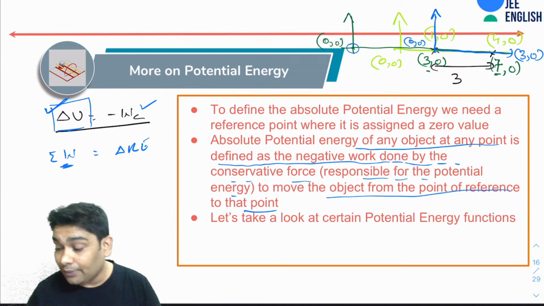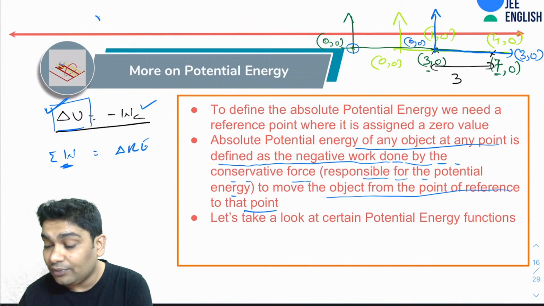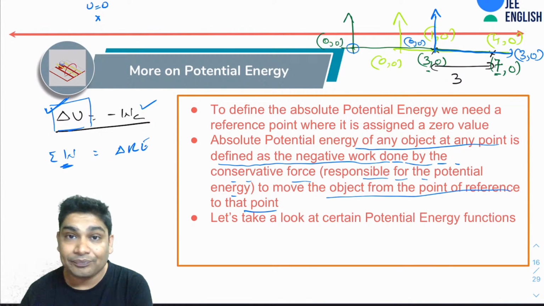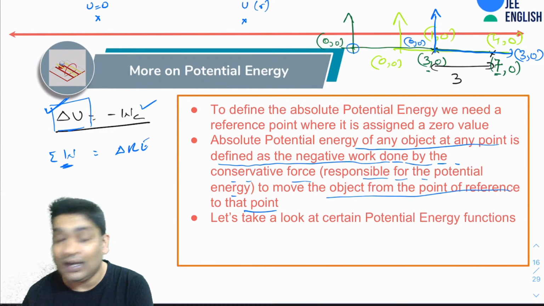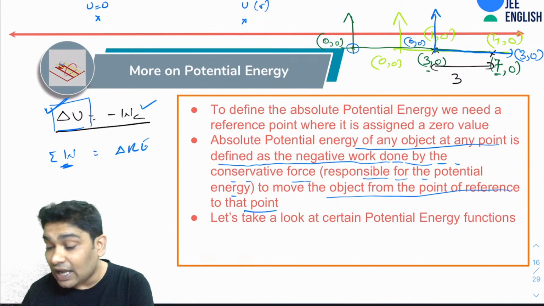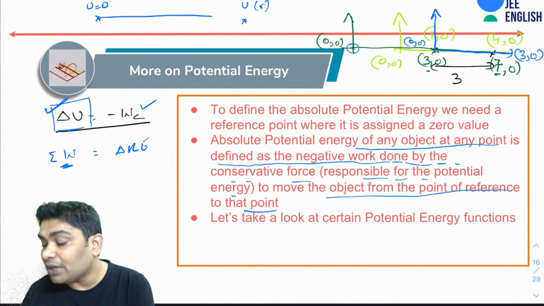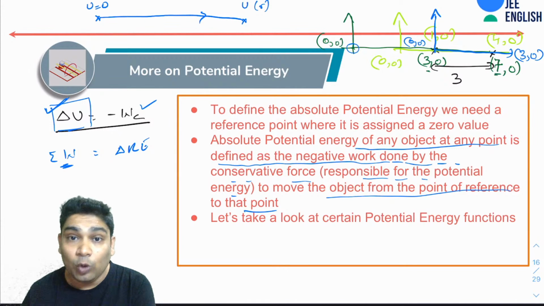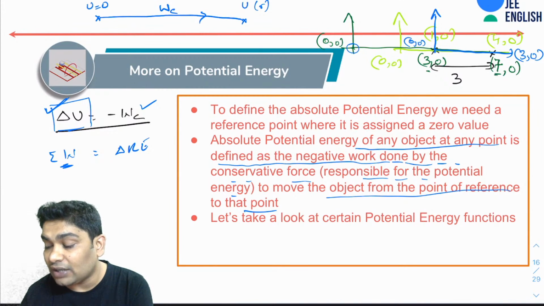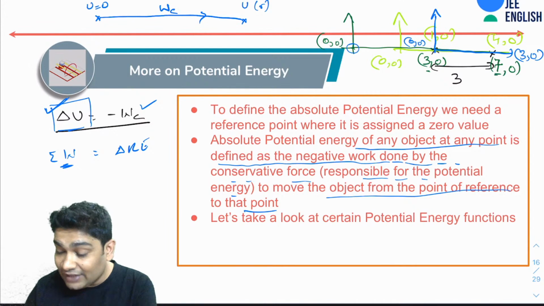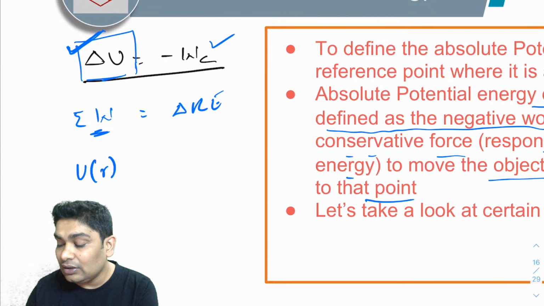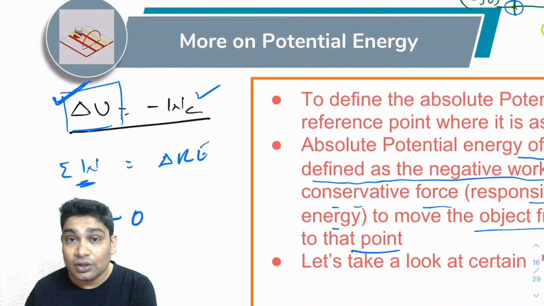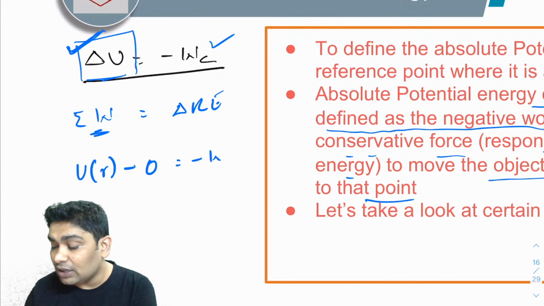So what do I mean by that? Suppose I took a reference point and here I am saying U is 0, and suppose I want to find U at some point, U at r. Now I will imagine an object being moved from here to here. And what is the work done by the conservative force? Let's say it is WC. Now, by this definition, what can I say? I can say U at r minus the initial U, the initial U is 0, should be equal to minus WC.